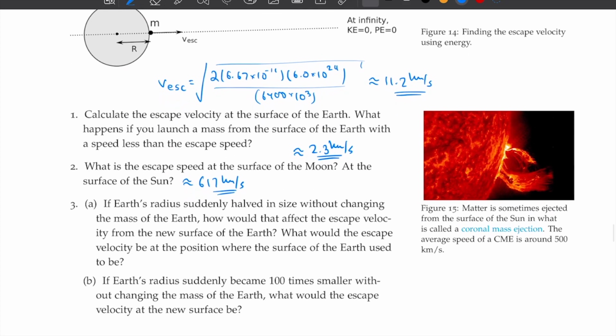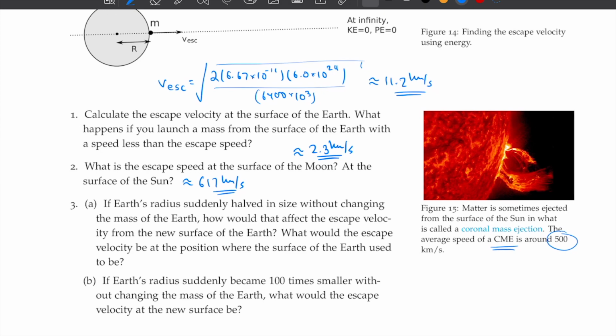And some of you might remember from our space science course that we actually measured the speed of a coronal mass ejection from the surface of the Sun, and they have speeds of around 500 kilometers per second. So you can see that's very close to the escape velocity of the Sun. So these coronal mass ejections can reach very far out into the solar system.